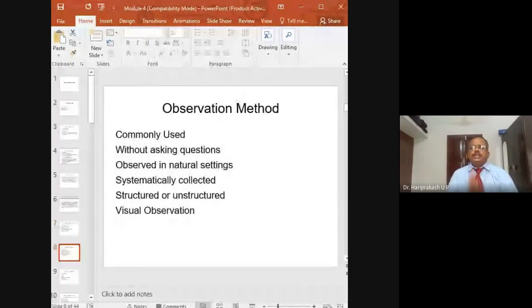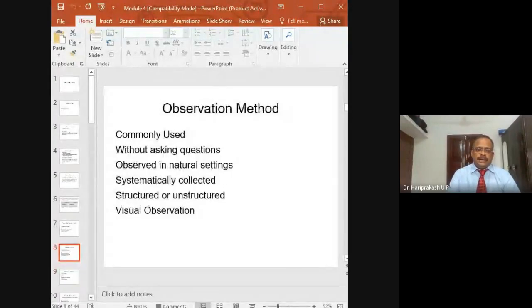Okay. So observation method. It is commonly used for research purposes. So here you are collecting data without asking any question. And it may be done in a natural setting. Normally it is done in the natural setting. And the data is collected very systematically in this method. It may have structured or unstructured format of observation. Visual observation is done visually.